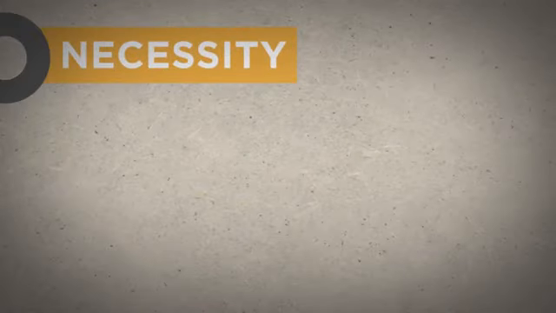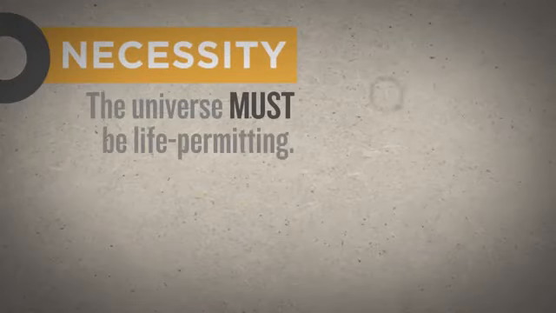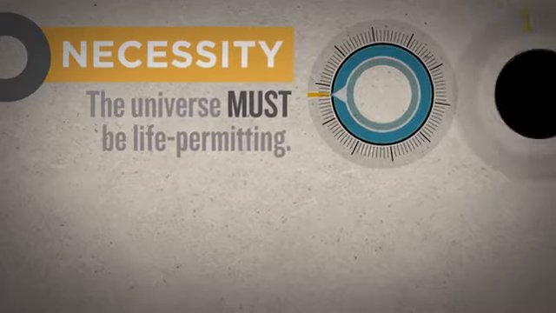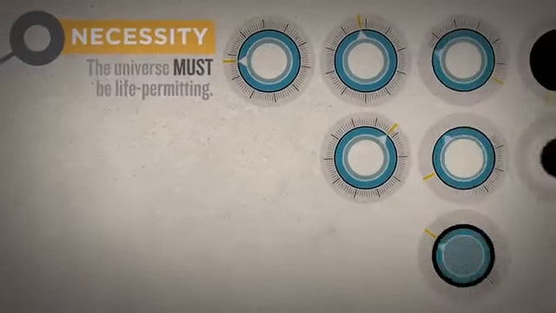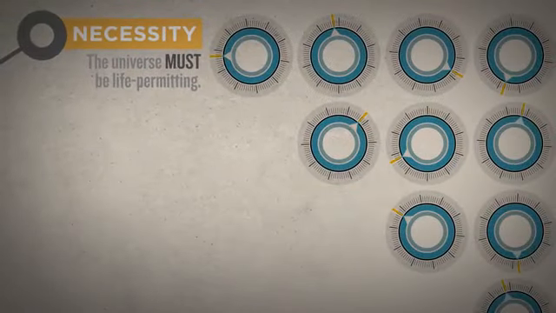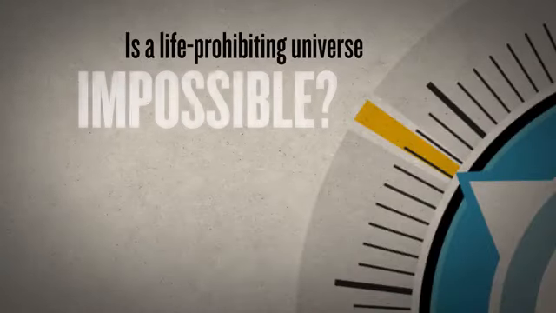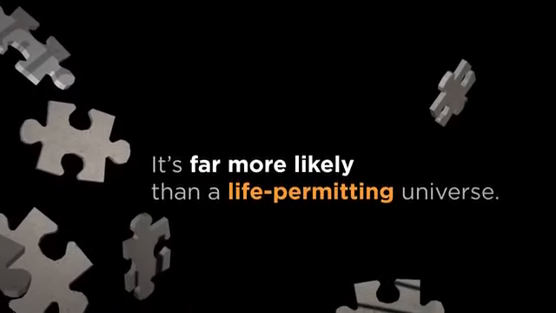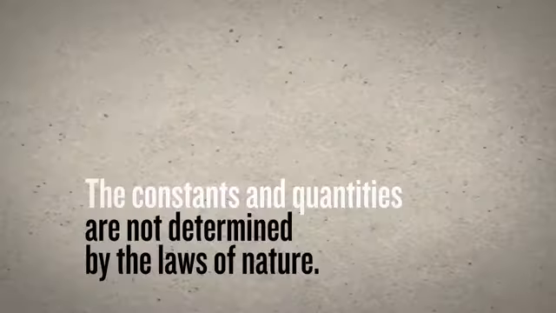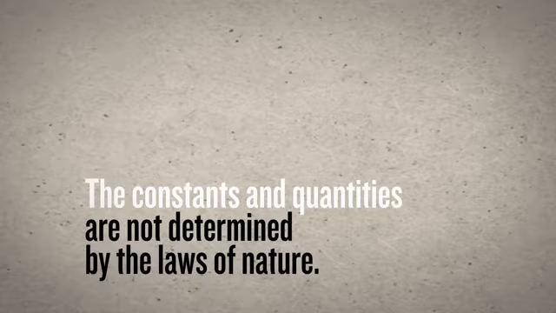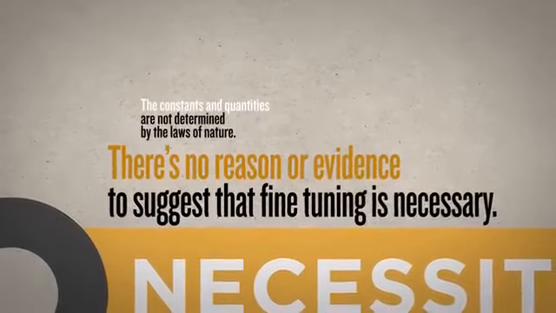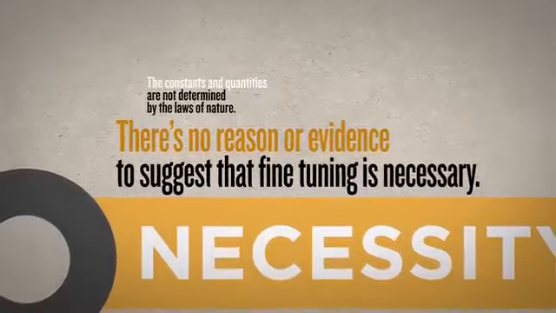According to this alternative, the universe must be life-permitting. The precise values of these constants and quantities could not be otherwise. But is this plausible? Is a life-prohibiting universe impossible? Far from it. It's not only possible, it's far more likely than a life-permitting universe. The constants and quantities are not determined by the laws of nature. There's no reason or evidence to suggest that fine-tuning is necessary.